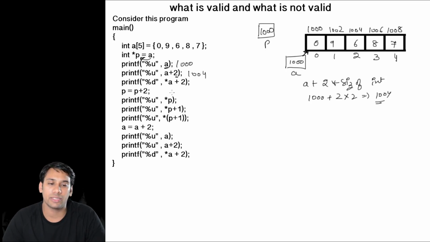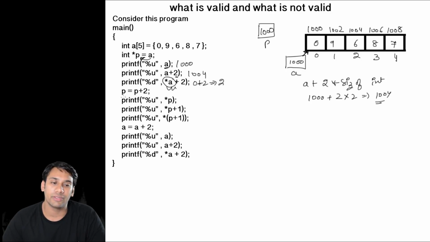Okay. Now in the next line I am doing star of A plus 2. First I take the value which is stored at the location pointed to by A. A is pointing to the location 1000, so I take the value stored at that location, which is 0, and I add 2 to it. So it will print 0 plus 2, which is equal to 2. So this is going to print 2.